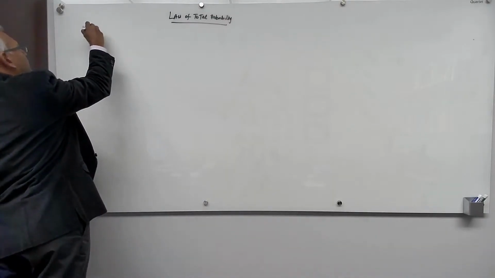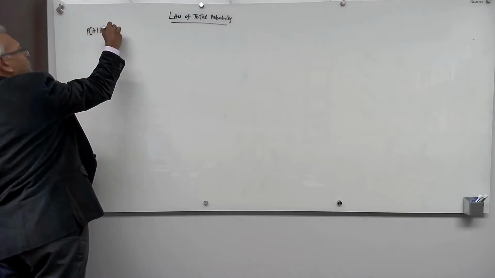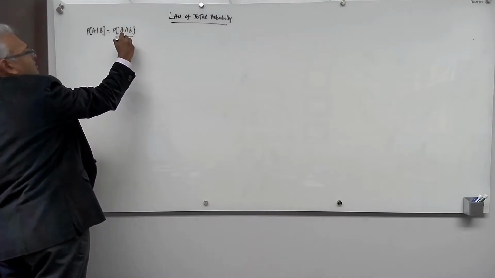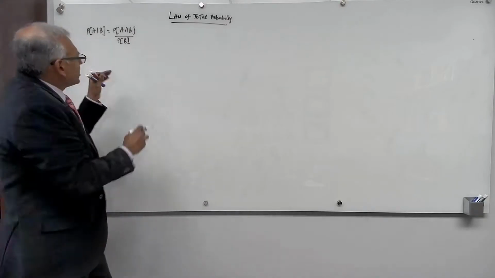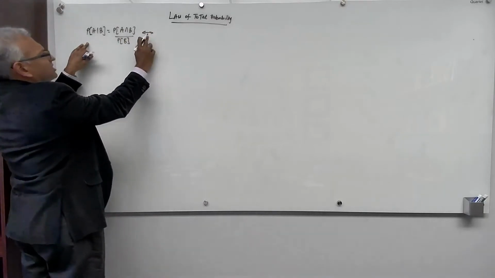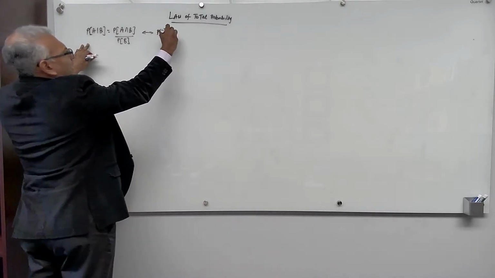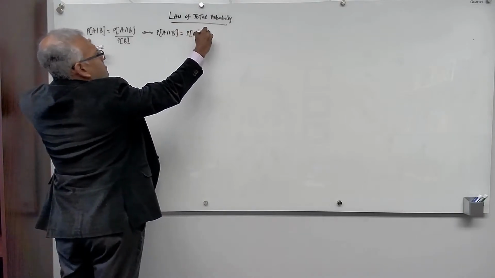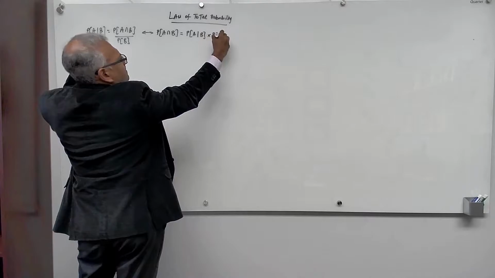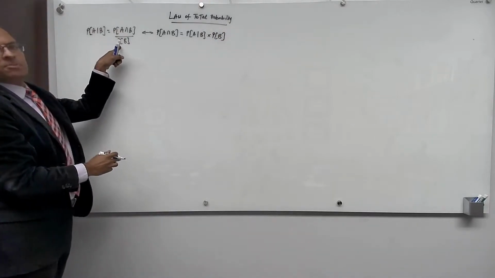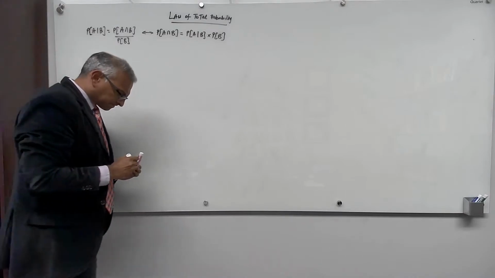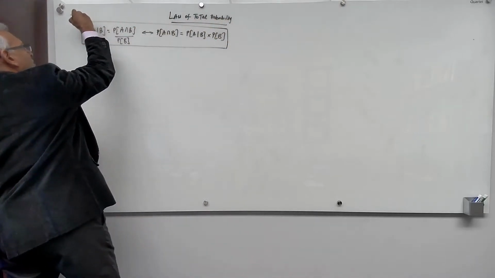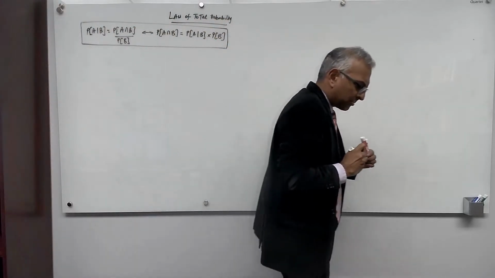So P of A given B is equal to the probability of A and B divided by the probability of B. Now it's very useful sometimes to write this in another way. This is equivalent to saying that the probability of A and B is equal to the probability of A given B times the probability of B. All I did was rearrange this and multiply both sides by the probability of B. So here's just a review of the definition of a conditional probability.